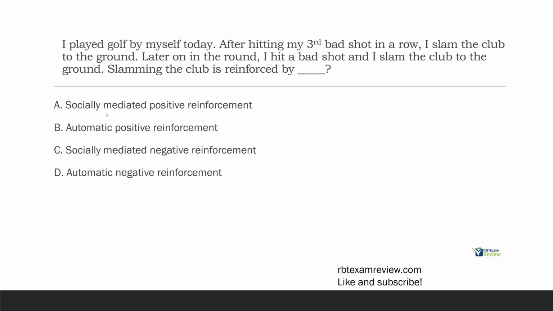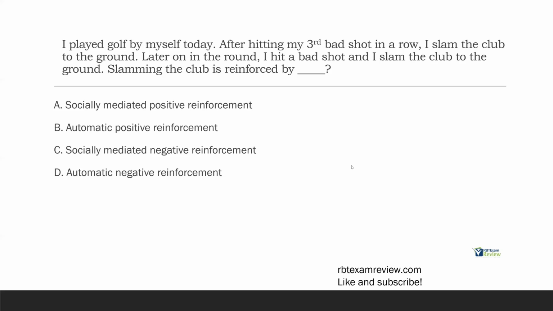Now, is it socially mediated or automatic? And I kind of gave it away a little bit, right? Because what is that other word people sometimes use when talking about automatic reinforcement? A lot of times they want to say sensory, right? Sensory and automatic are used interchangeably as a function. The technical term is automatic, and all automatic means is alone, okay? So if there's nobody around and the behavior is occurring alone, it's going to be automatic.